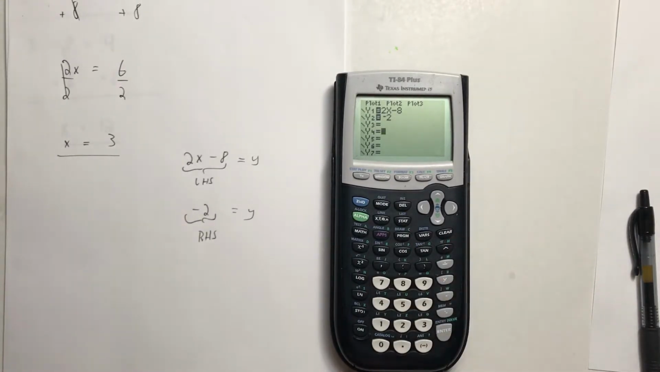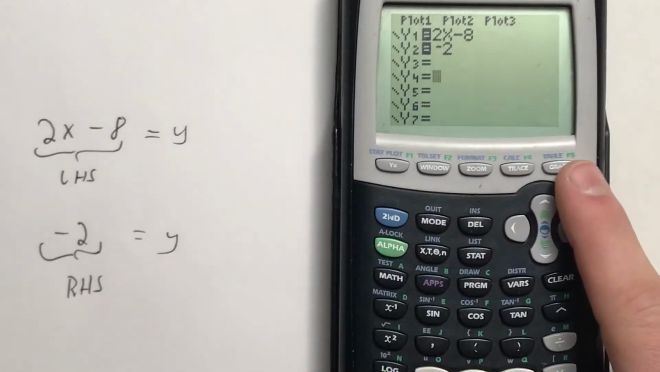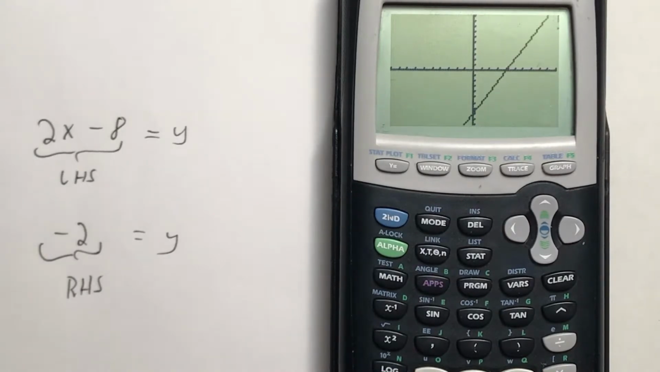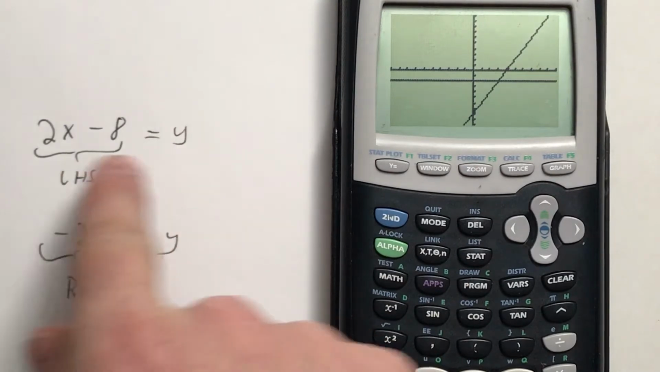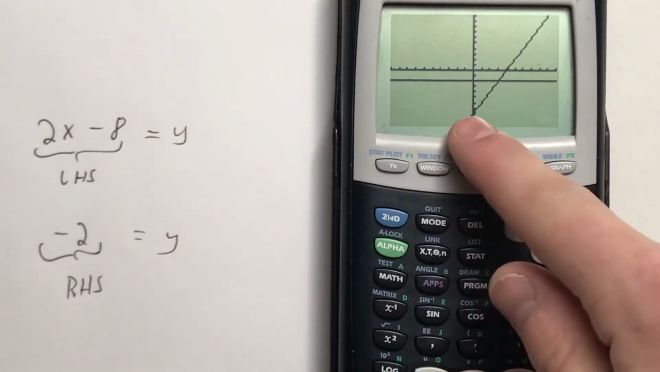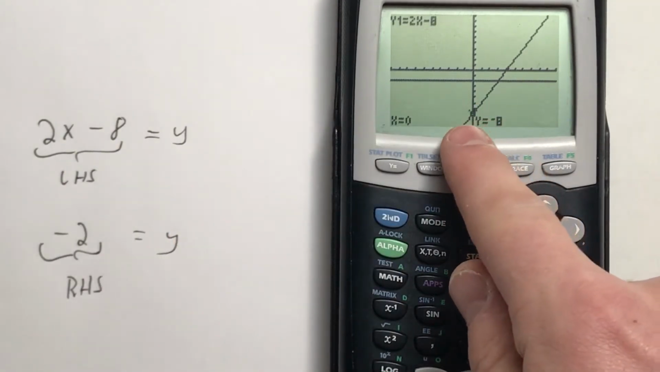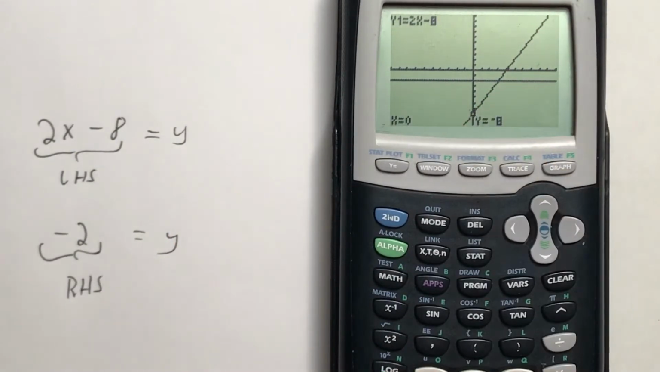So we got our lines entered. We're going to press this graph button right here, and it's going to graph out our two curves. So this makes sense, right? y equals 2x minus 8 is going to be a line with slope 2 and y-intercept of negative 8. So that's going to be that line right there. And then y equals negative 2 is just a horizontal line at y equals negative 2. So it looks like we have these entered in properly.